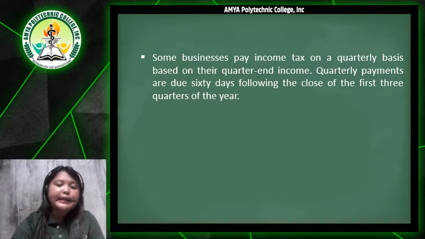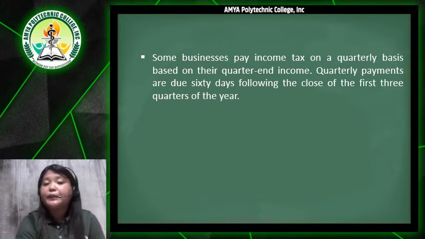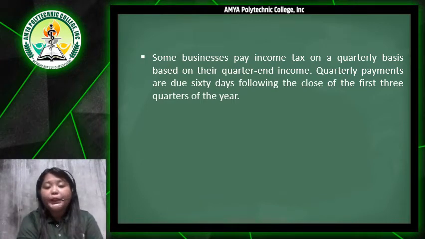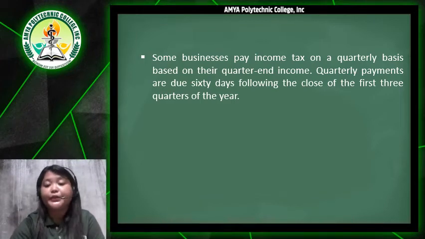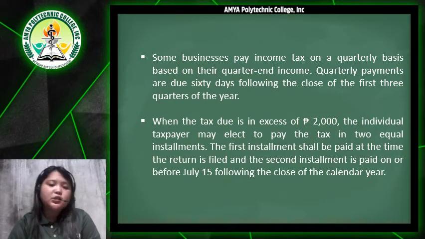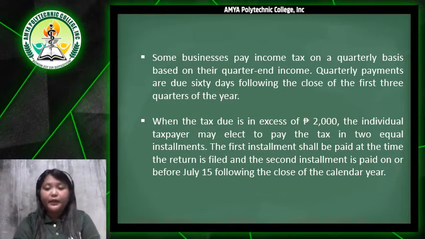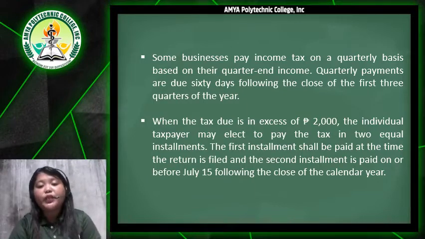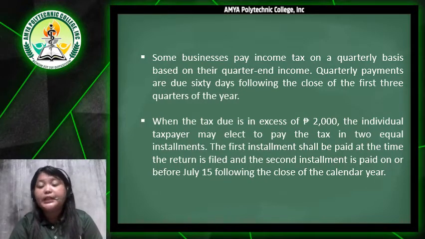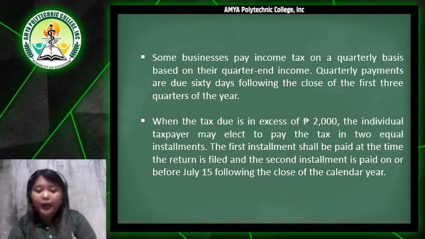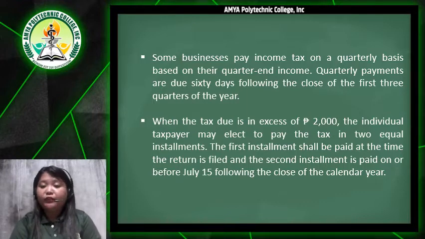So some businesses pay income tax on a quarterly basis. Based on their quarter-end income, quarterly payments are due 60 days following the close of the first 3 quarters of the year. So when the tax due is in excess of 2,000 pesos, the individual taxpayer may elect to pay the tax in 2 equal installments. So the first installment shall be paid at the time the return is filed, and the second installment is paid on or before July 15 following the close of the calendar year.